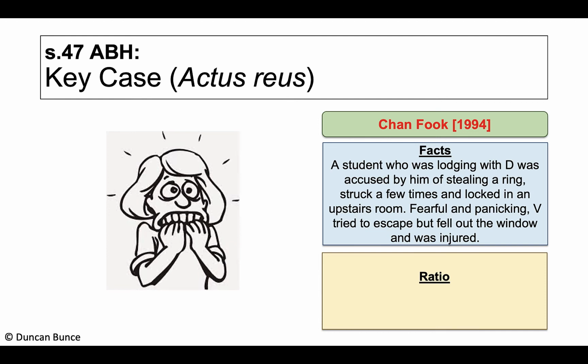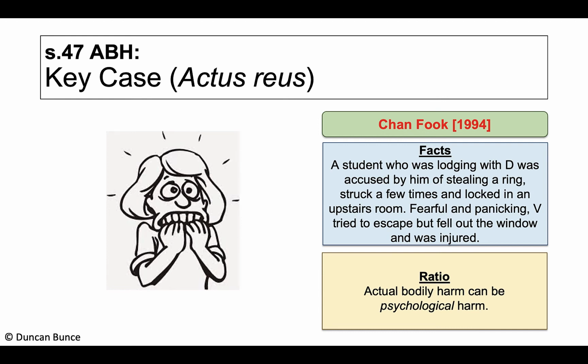Having locked him in this upstairs room, he was fearful and panicking, and he tried to escape, but fell out the window and was injured. I think from memory, quite seriously. I think they suffered maybe a broken pelvis or other such things. But the argument and the point of law here is psychological harm. Now, the court ruled that actual bodily harm can be not just physical but psychological. So if you reach a state of fear and panic that goes beyond mere emotion, so as to make you psychologically disturbed, and that really is, for exam purposes, just a point to discuss.